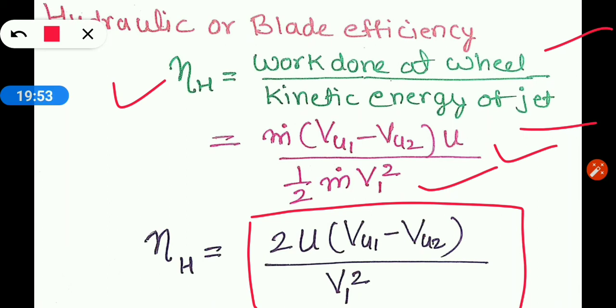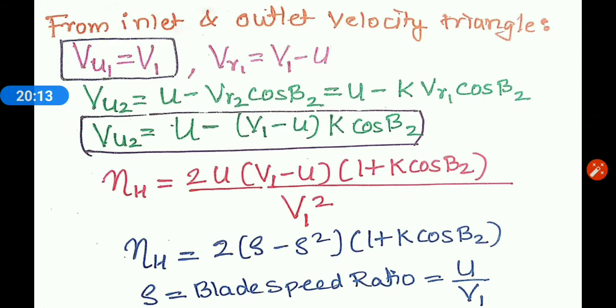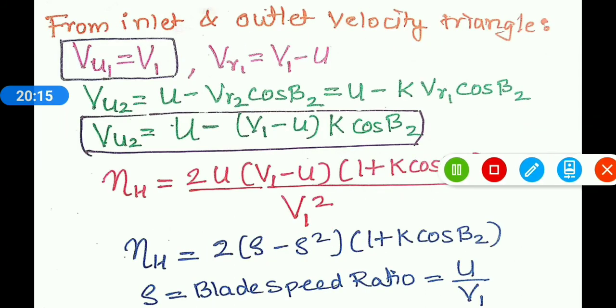Now, as usual, we would like to represent this in terms of blade velocity and absolute velocity. Why are we doing this? Because these are the measurable quantities; we cannot measure this. So we would now convert this in terms of blade velocity and absolute velocity.